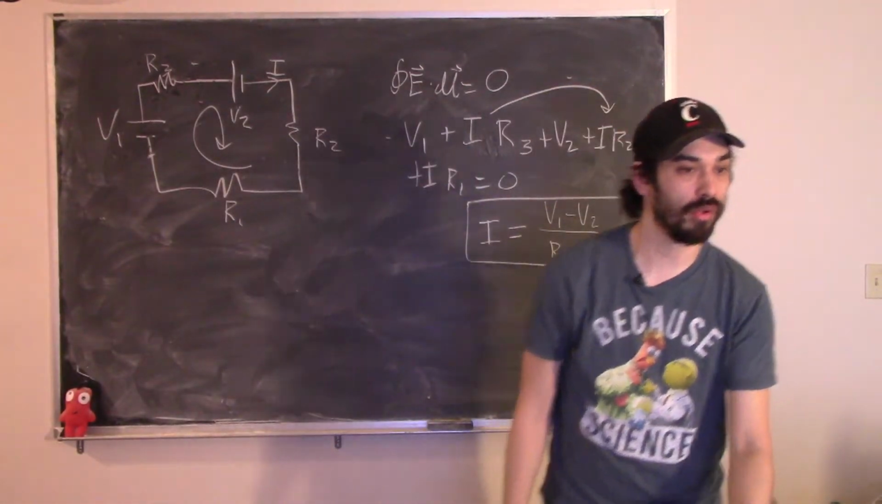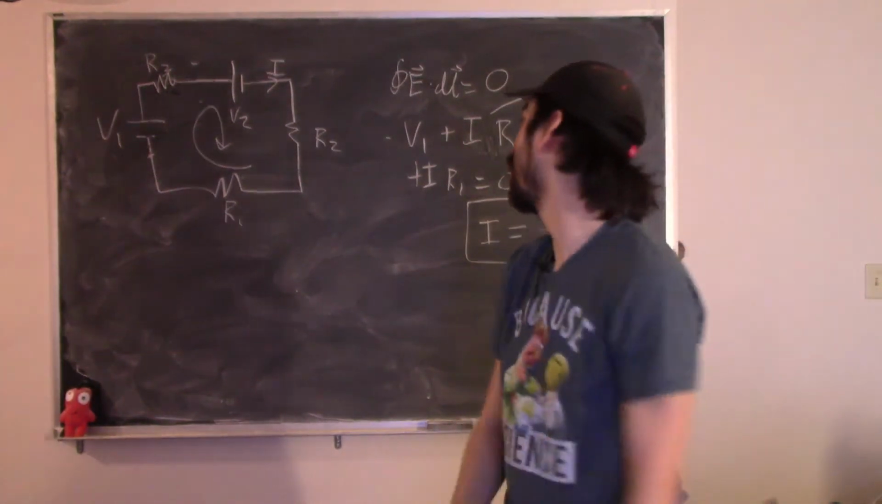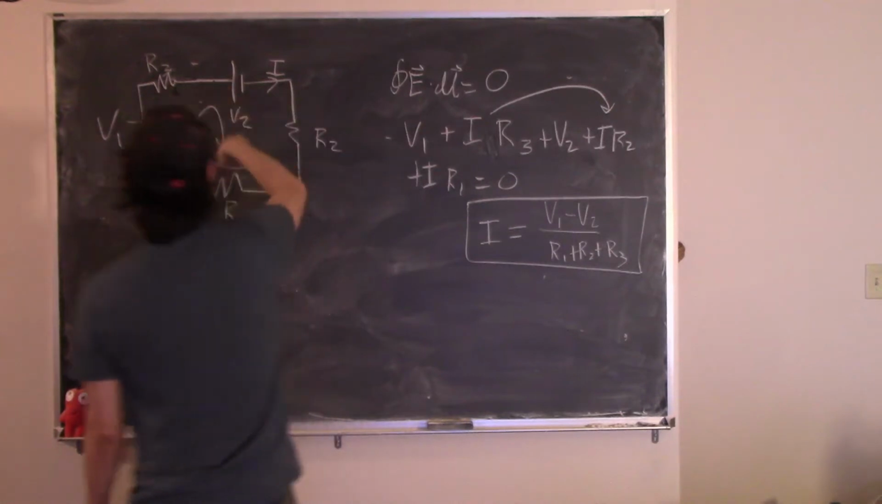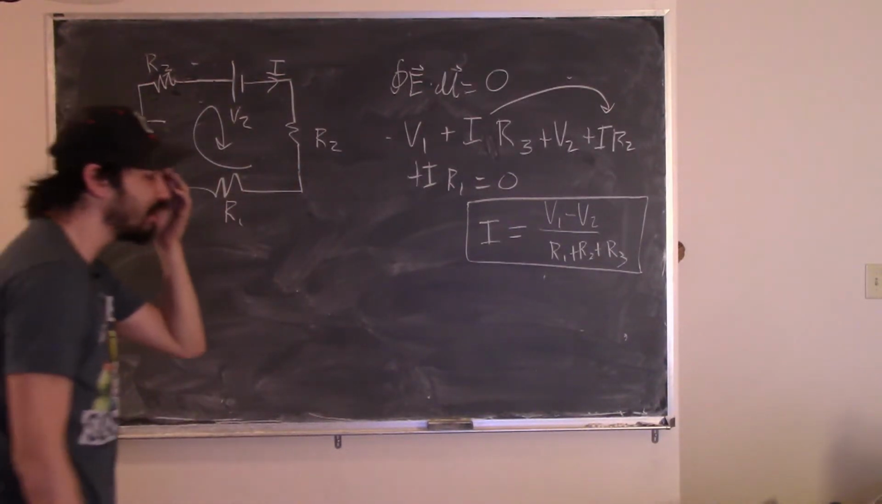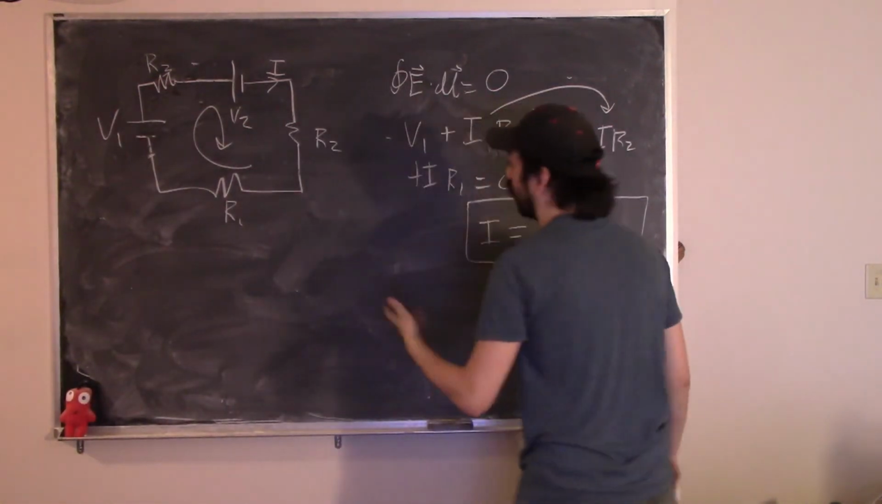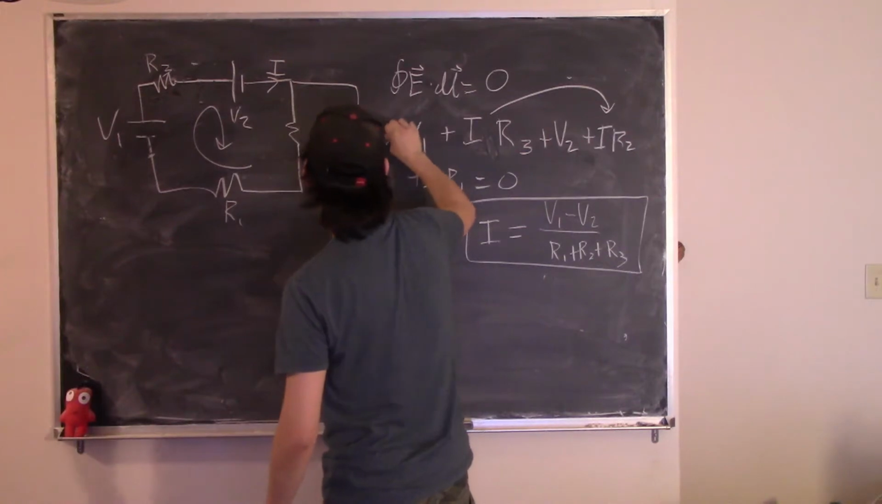Okay, so the current through all the resistors is the same, even if there's a battery in between. Yes, that's exactly what this is saying. The current's the same. The only time the current is not going to be the same is if I have a junction. So if I put something else over here, call this an R4.